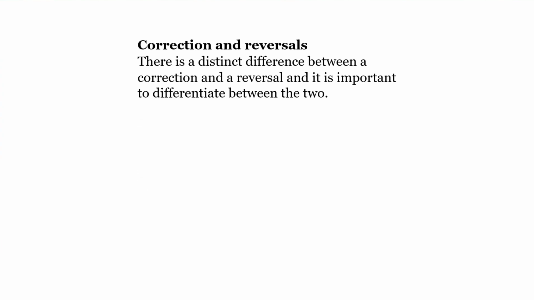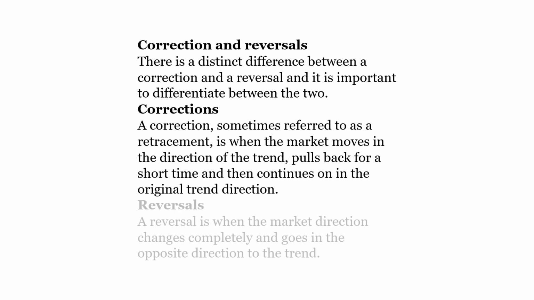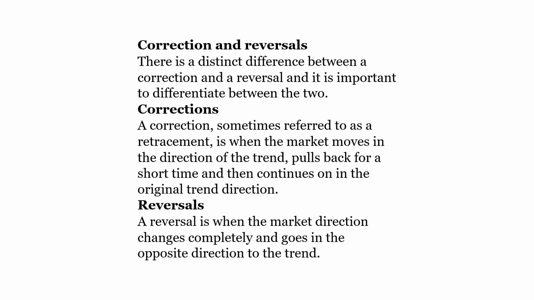Next, we'll look at corrections and reversals. There is a distinct difference between a correction and a reversal, and it is important to differentiate between the two. A correction, sometimes referred to as a retracement, is when the market moves in the direction of the trend, and it pulls back for a short time and then continues on in the original direction. Whereas a reversal is when the market direction changes completely and goes in the opposite direction to the trend.